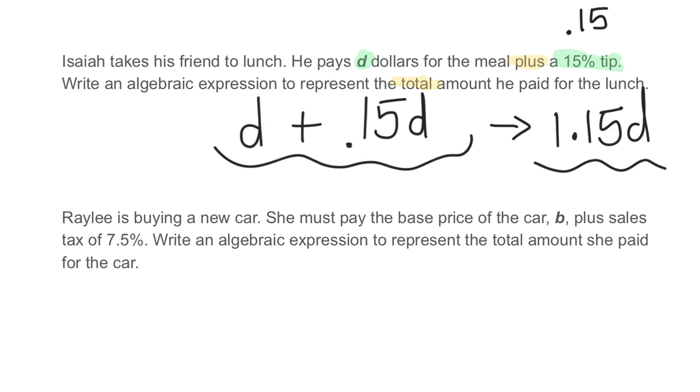Okay, go ahead and pause the video and try to write one for Rayleigh. It's very similar to the last two that we did, so you should be able to put this together. And then unpause it and see if you were correct.